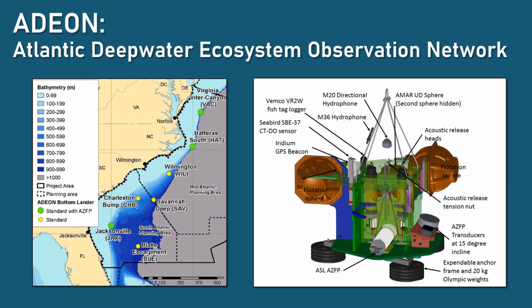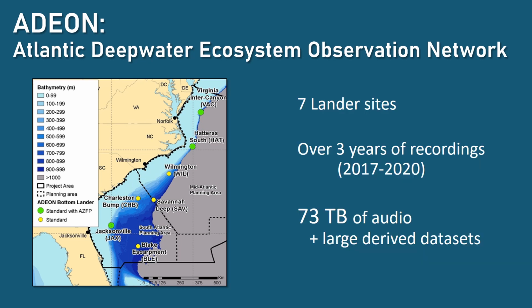To capture as much of the soundscape in the region as possible, each of the landers were outfitted with a variety of hydrophones, including wideband, directional, and omnidirectional. The network consisted of 7 lander sites, each recorded for a little over 3 years with multiple hydrophones. This resulted in 73 terabytes of raw audio files.